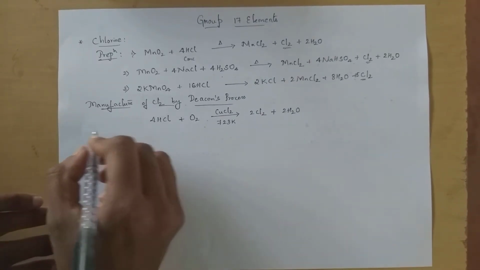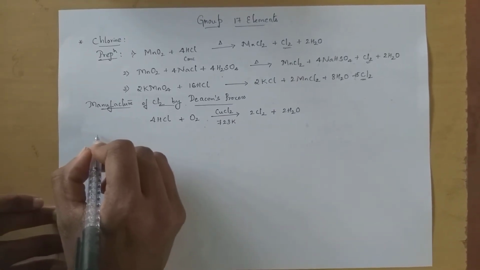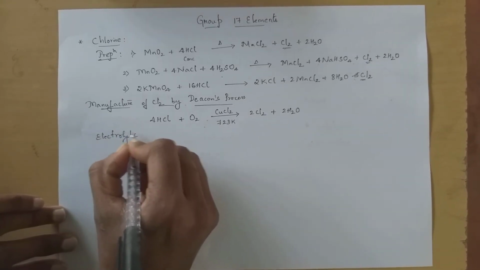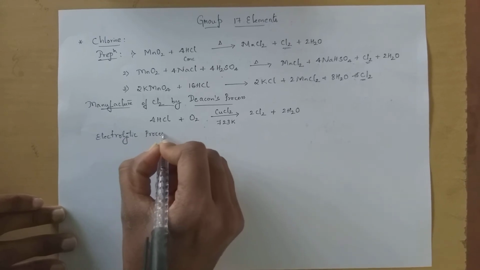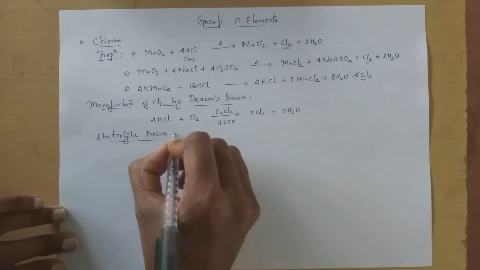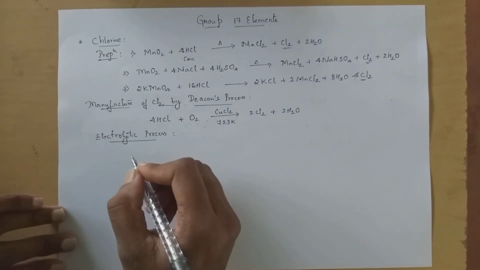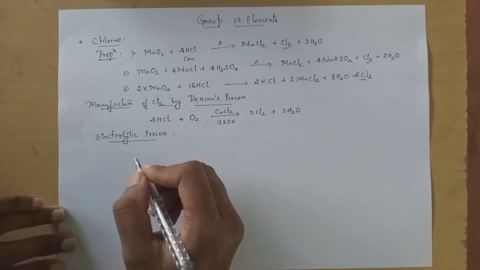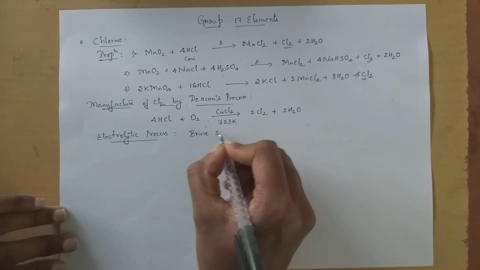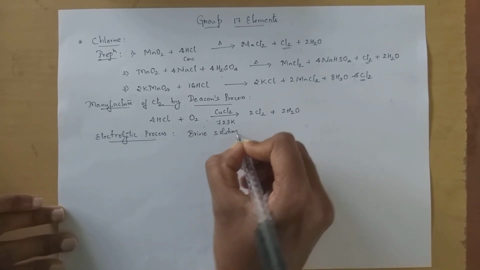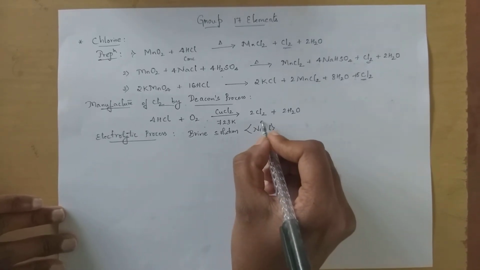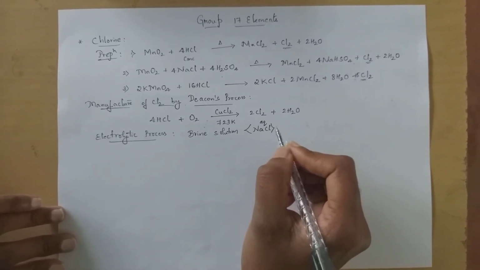One more manufacturing process, that is the electrolytic process. Under the influence of an electric field, we are going to get chlorine also. Particularly we are going to do electrolysis of brine solution. What do you mean by brine solution? Brine is nothing but aqueous NaCl.